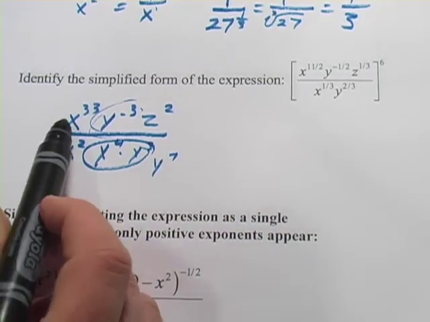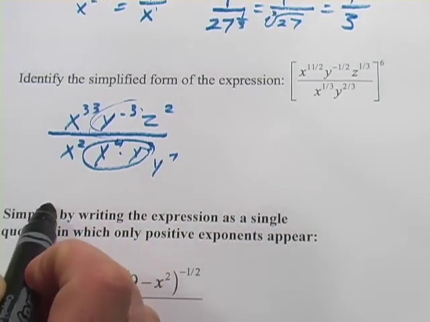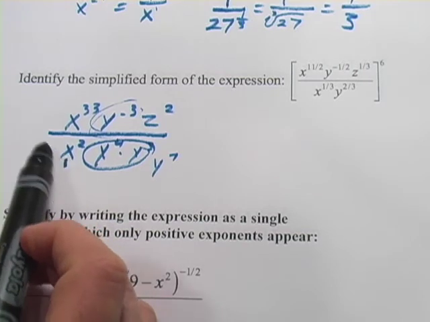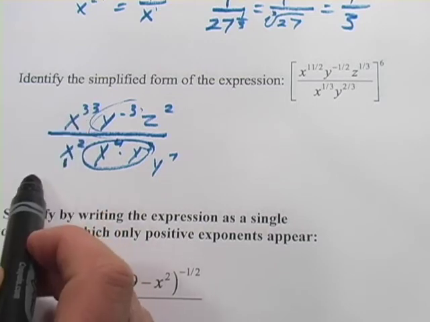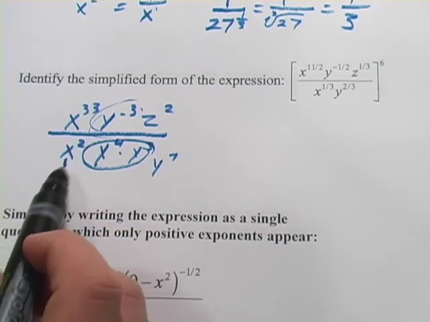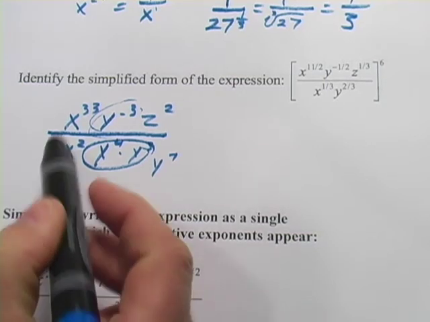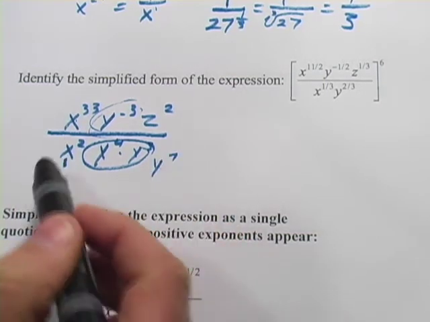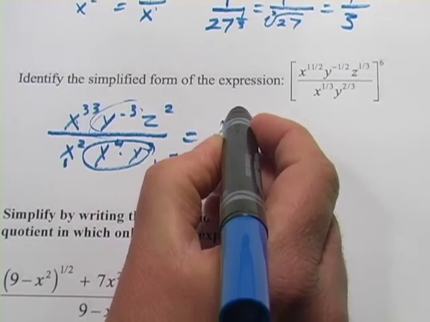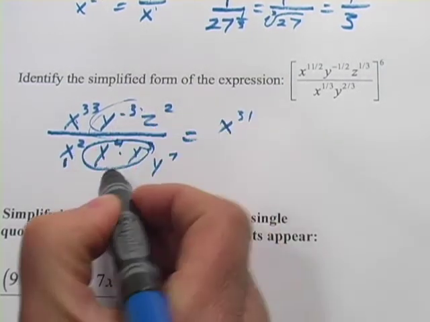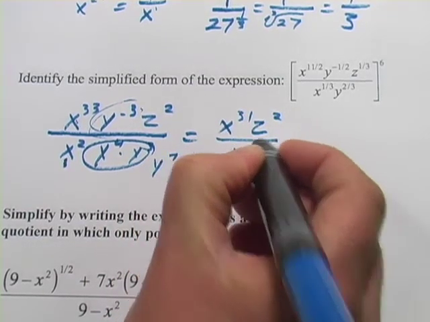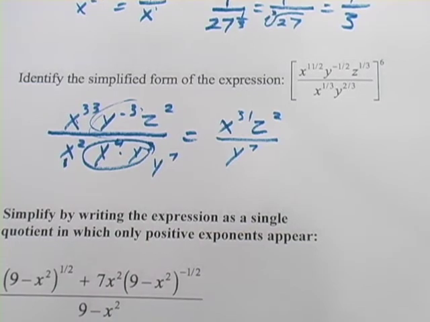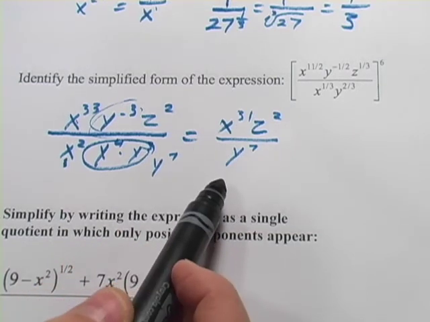And then at the same time, I've got x to the 33 on top, x to the 2nd on the bottom. If I would move that up, it would become x to the negative 2, and we would simply have x to the 31 up there. Another way to think about that is you're dividing x to the 33rd by x squared, so you're subtracting exponents. 33 minus 2 is 31. So on top, we're going to have x to the 31st. This one went down, so we're not going to have a y term up there. Z to the 2nd, and then on the bottom, y to the 7th. So that's usually what they're looking for with a simplified form of the expression, no negative exponents.